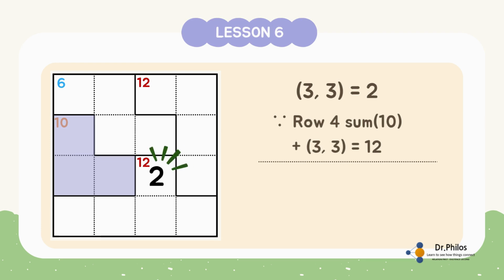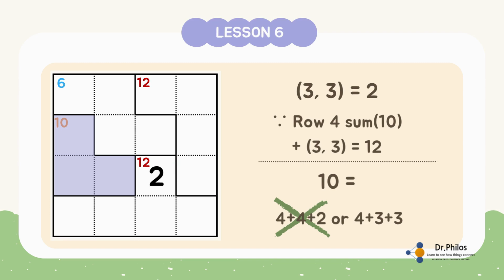Since we figured out 3, 3, we have fewer choices for the numbers, if we don't want to make a duplicate. Did you check to see if your choices narrowed down? 10 can be 4 plus 4 plus 2, or 4 plus 3 plus 3. But we can't use 4 plus 4 plus 2. Why not? If we put 2 in 3, 1, it makes a duplicate with the 2 in 3, 3. So it has to be 4 plus 3 plus 3.